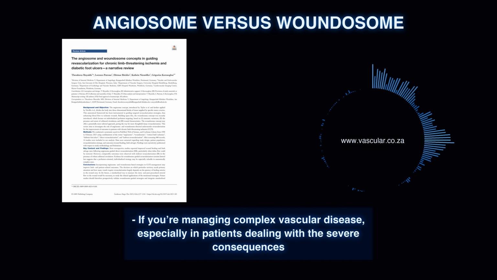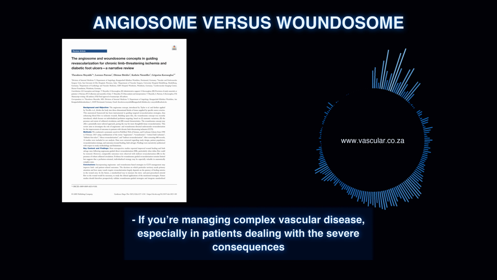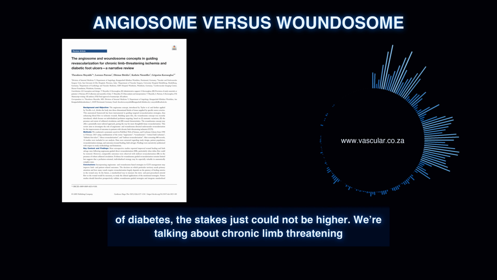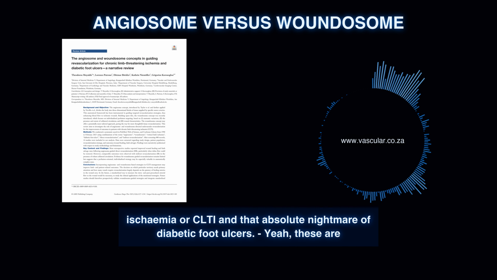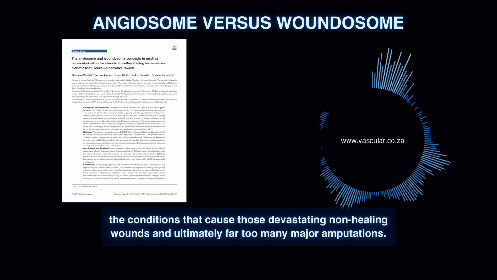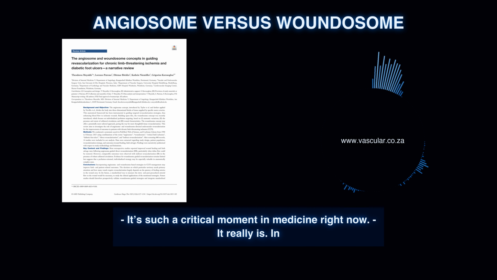If you're managing complex vascular disease, especially in patients dealing with the severe consequences of diabetes, the stakes just could not be higher. We're talking about chronic limb-threatening ischemia, or CLTI, and that absolute nightmare of diabetic foot ulcers. These are the conditions that cause those devastating non-healing wounds and, ultimately, far too many major amputations. It's such a critical moment in medicine right now.